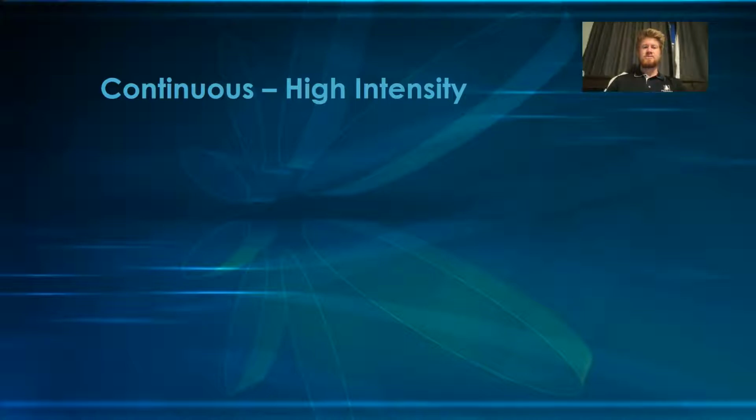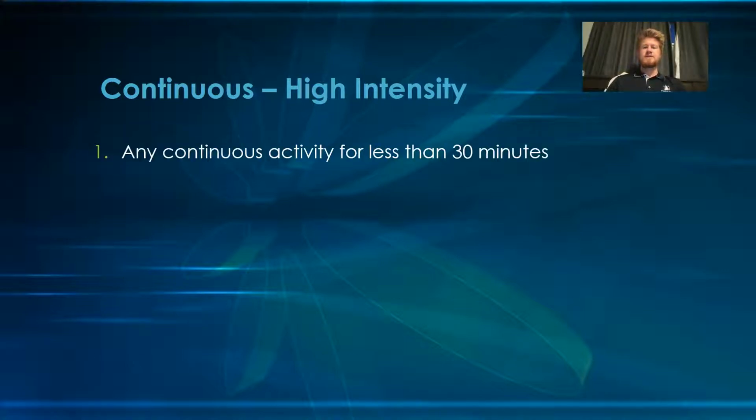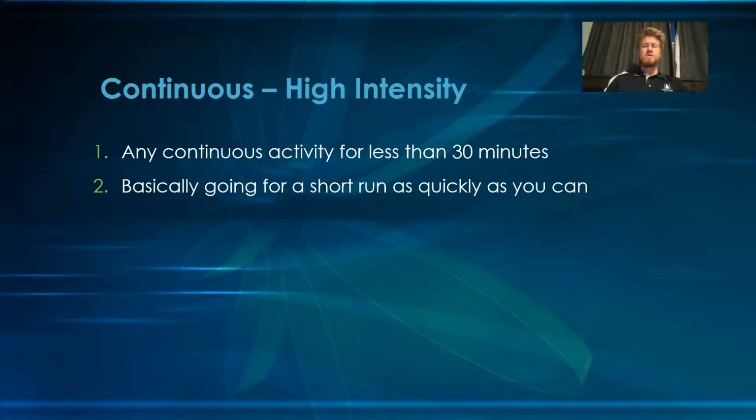High intensity continuous training. Any continuous activity for less than 30 minutes. It's got to be continuous though. Basically, it's going for a shorter run, but as fast as you possibly can. It uses the anaerobic energy system. If it's not using the anaerobic energy system, then it's long, slow distance.